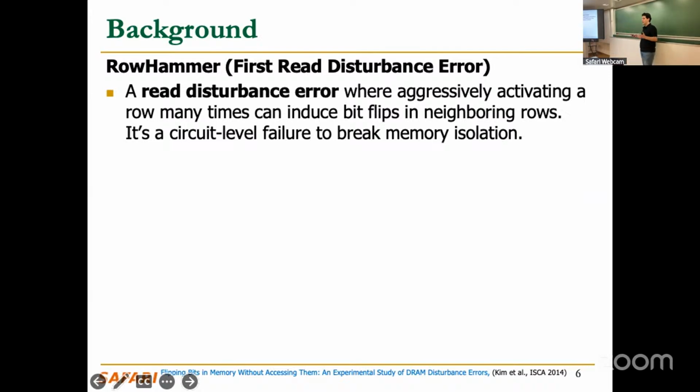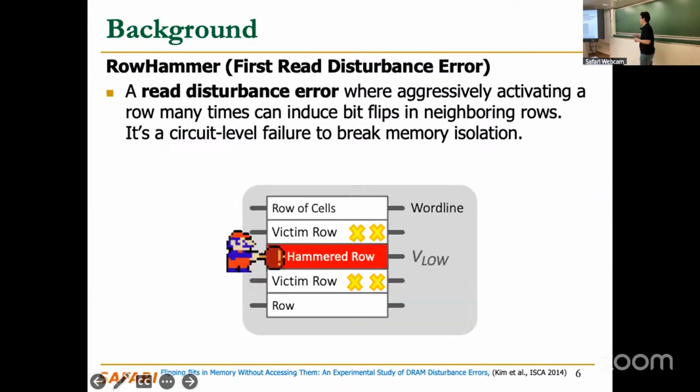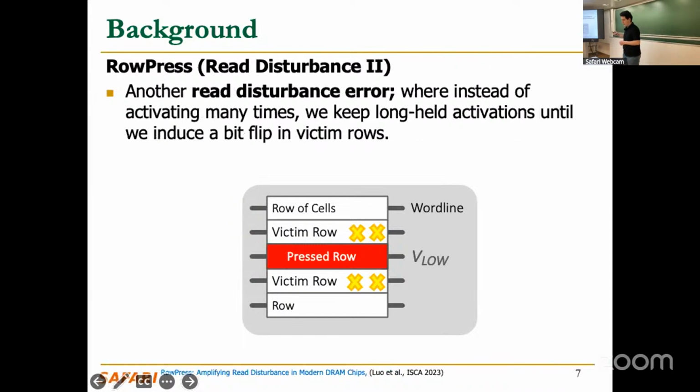So it's a circuit level failure that can break the memory isolation assumption, meaning that even though we cannot access some specific cells, we can still modify their content, as shown here. And we also have its brother, RowPress, but instead of quick activations back-to-back in a short span of time, we keep activations held for a long time until we can induce a bit flip in a victim row.